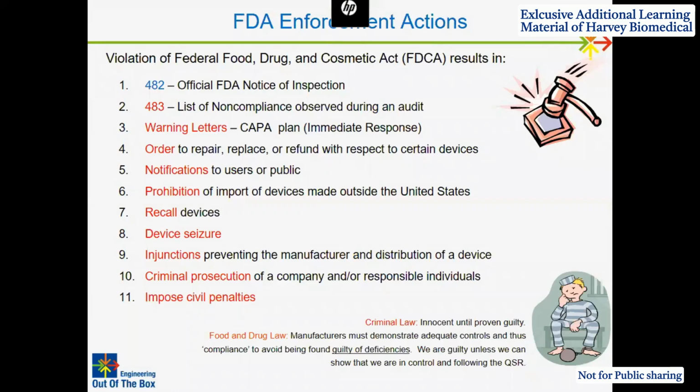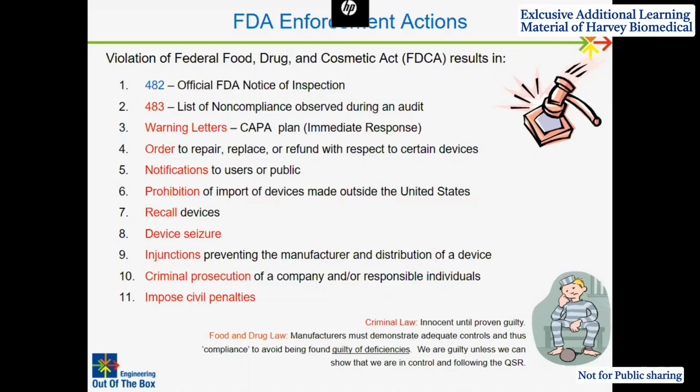Anything related to the distribution of the device, then the US FDA issues injunctions preventing the specific device's manufacturing and distribution. It means for a certain period they will hold that product's manufacturing. Criminal prosecutions of a company and other responsible individuals.